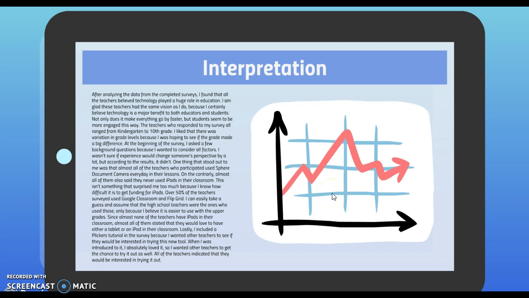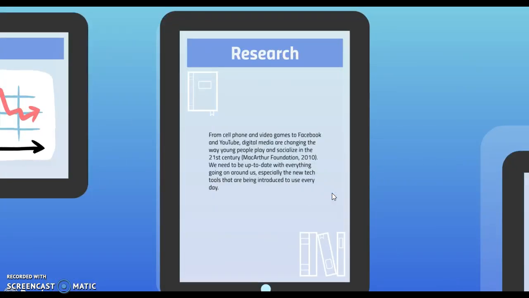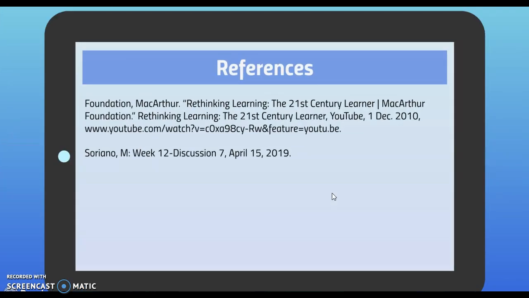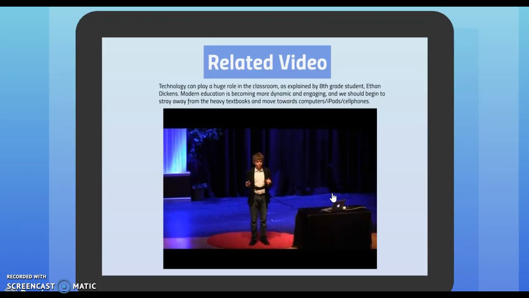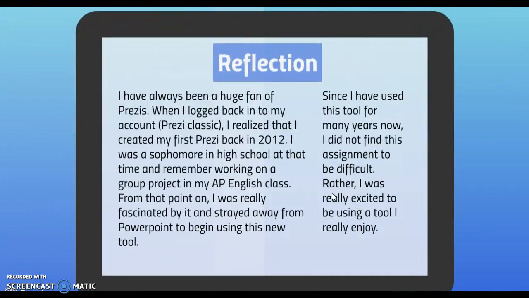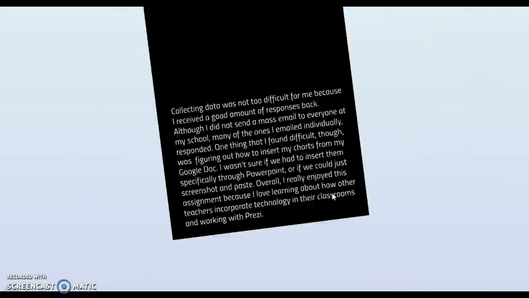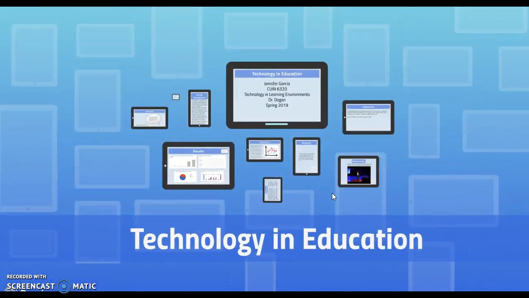And right here, I gave an interpretation based on the analysis and everything that I talked to you about right now. Then the research that I used for my survey. And right here, you can find my references. There's also a related video that I included. It talks about an 8th grade student who believes technology has a huge role in the classroom. And then right here, you can find my reflection according to the results that I had and my own personal opinions. And that was my Technology and Education Screencast.